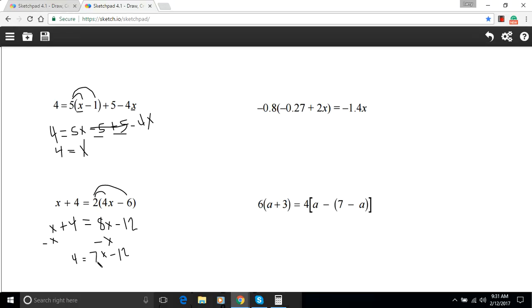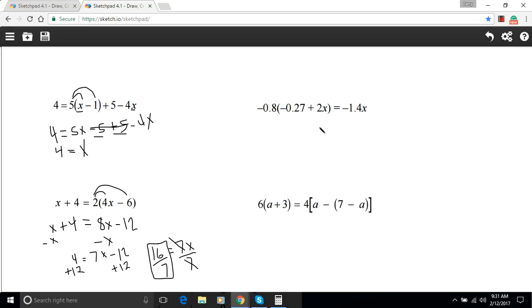Now I want to get the x term alone, and I've got this minus 12 on this side, so I have to do the opposite of minus 12, which is plus 12. So I've got on this side 4 plus 12 is 16, and on this side I've got 7x. x is now multiplied by 7, so we want to simplify that by dividing both sides by 7. This comes out just to x, and our answer then is x equals 16/7.